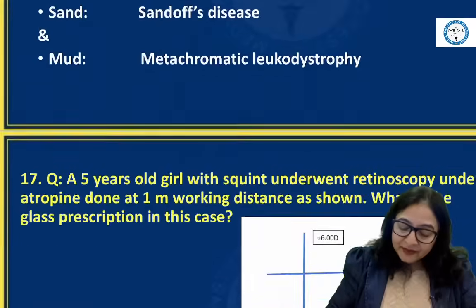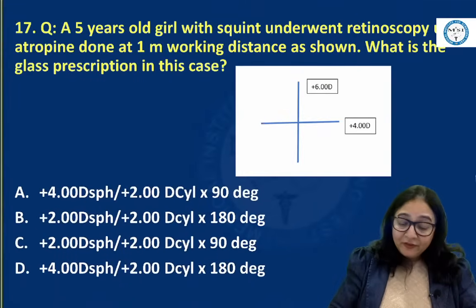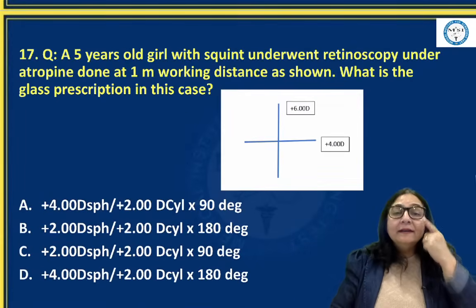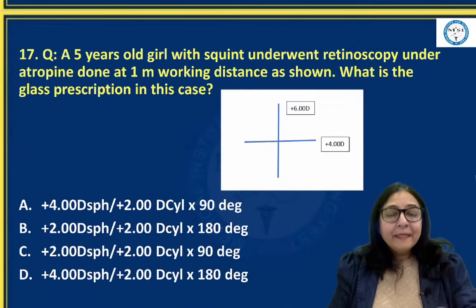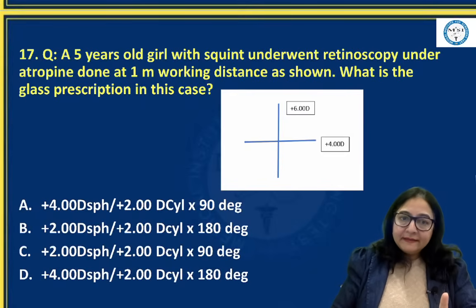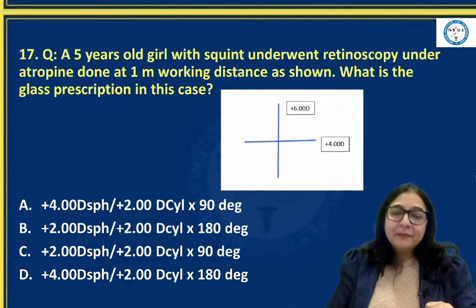Okay, moving to the next question here. A 5-year-old girl with squint underwent retinoscopy under atropine and at 1 meter working distance. So what is the glass prescription in this case?